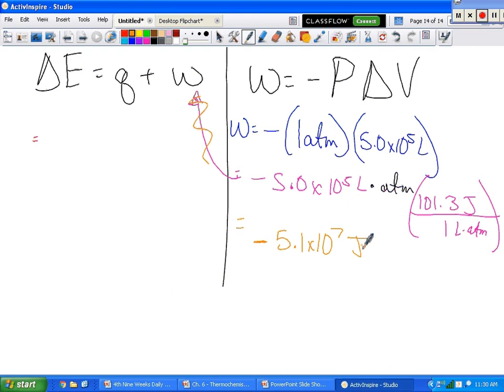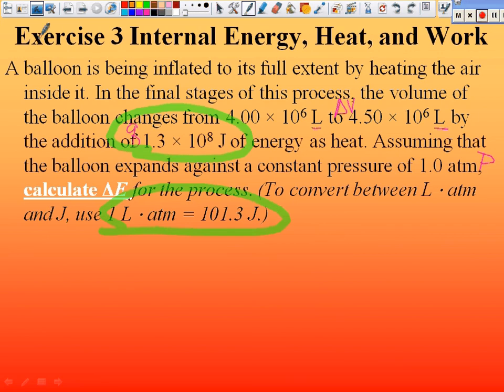Now, so here's my question. What is the sign on your work? Negative. So what is that? Is that input or output? Output. Go back and reread it right here. It says assuming that the balloon what? Expands. What is the balloon doing? It's pushing on the outside world, right? It's pushing on the universe. And so is that output? So does it have to be negative? Fantastic. Good. Just want to make sure that was concurrent with what we're talking about.